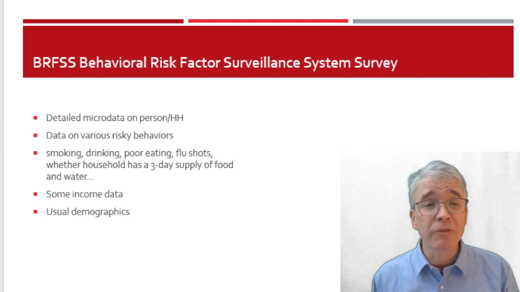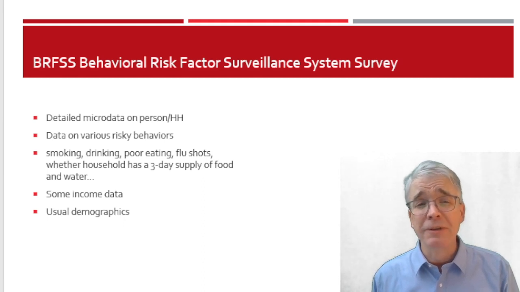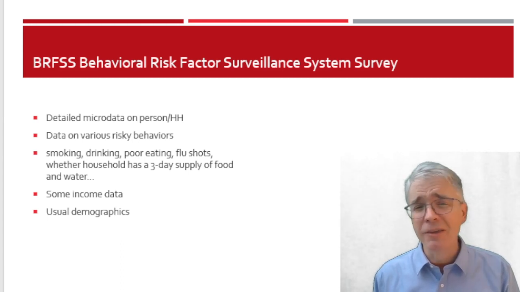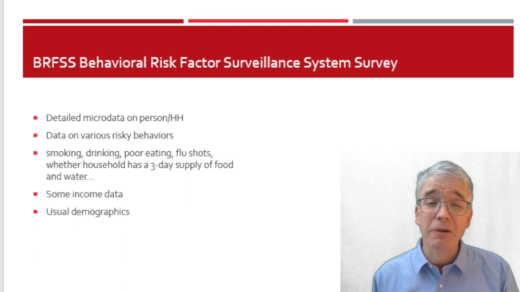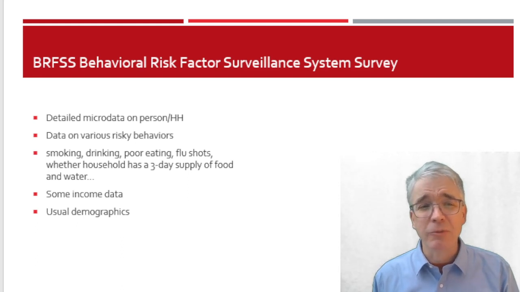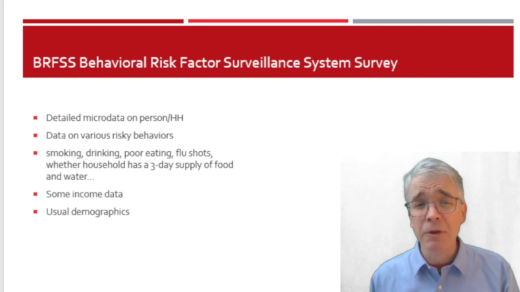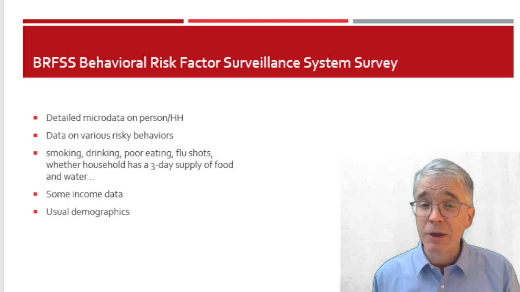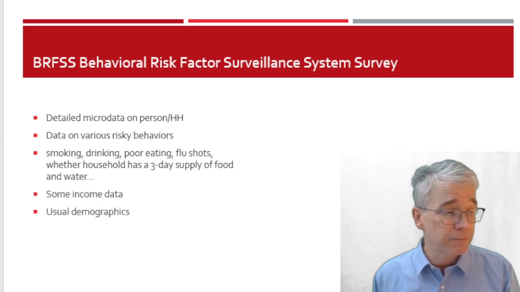There's the Behavioral Risk Factor Surveillance System, BRFSS, with detailed microdata on the person and household and data on various risky behaviors, such as smoking, drinking, poor eating habits, getting a flu shot, disaster preparedness, whether they wear a seatbelt, all sorts of things about how people change their behavior in response to various sorts of risks, which is a big topic in economics. To what extent do people make rational decisions about risk?